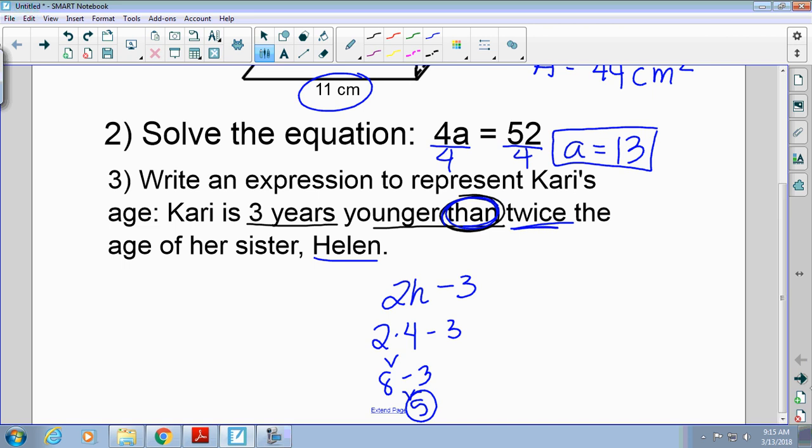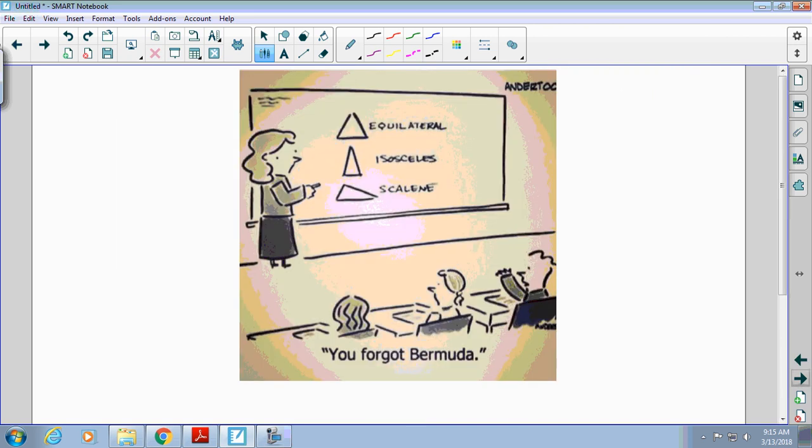But anyway, we are now moving on to our joke of the day, which shows a teacher showing the kids different types of triangles based on side length. Equilateral means all of the sides are the same length. Isosceles means 2 sides and 2 angles are equal. And scalene means none of the sides are equal in length. And then this young man in the front of the class raises his hand and says, "You forgot Bermuda." Bermuda Triangle.